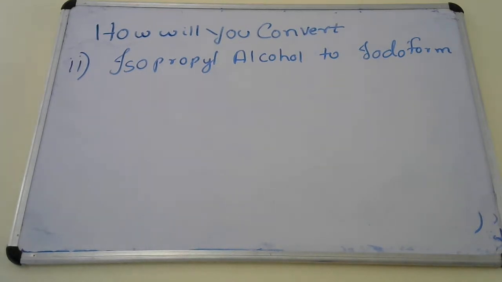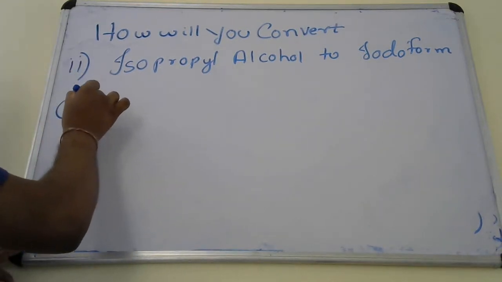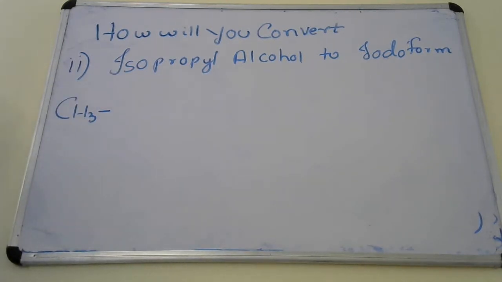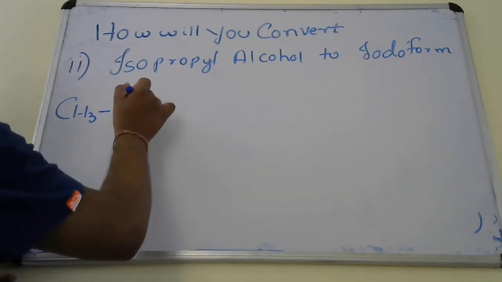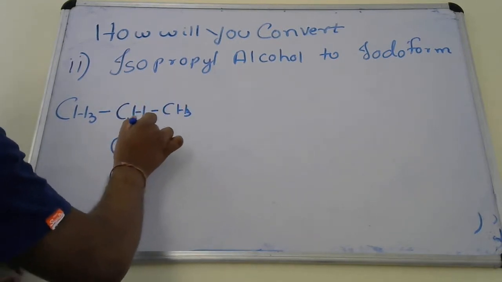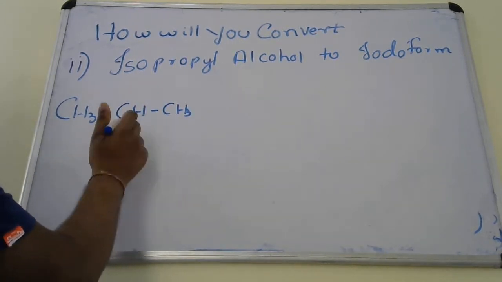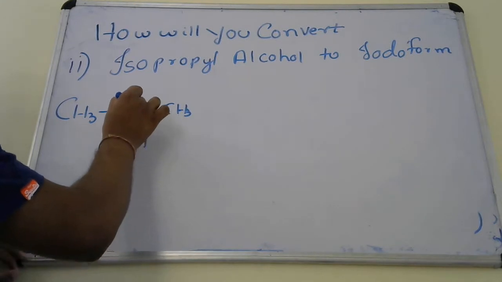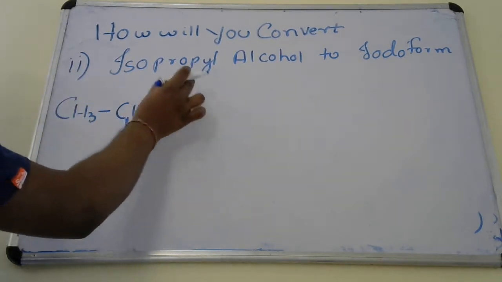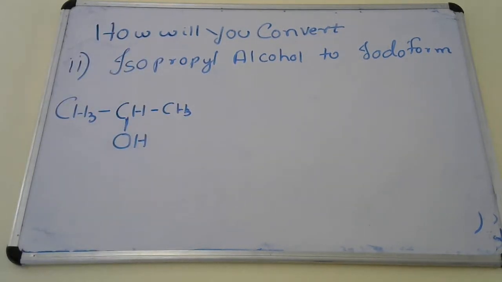Now first we will draw the structure of isopropyl alcohol. Isopropyl group, as you are very well aware, is CH3 CH CH3, and at the 2 position an alcohol group will be there. So this is your isopropyl alcohol.